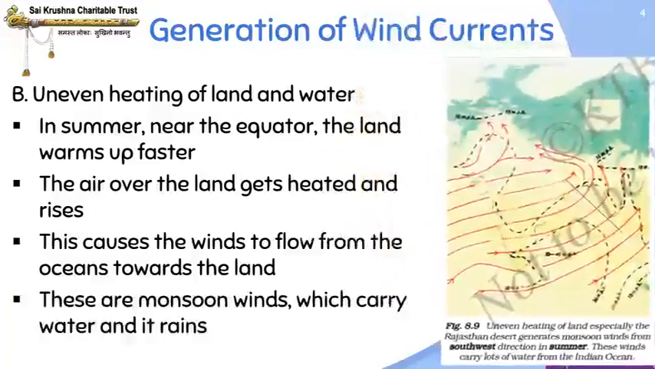So in this picture, we can see the uneven heating of land, especially near the Rajasthan desert. This generates monsoon winds from the southwest direction, and this happens in summer. Now, when these winds pass over the Indian Ocean, they pick up water, which brings rains in summer. This is called monsoon rains.